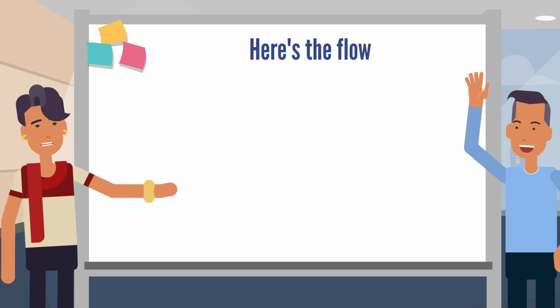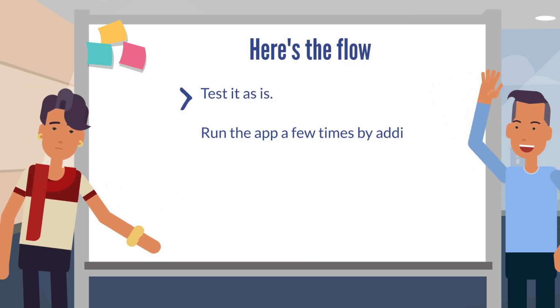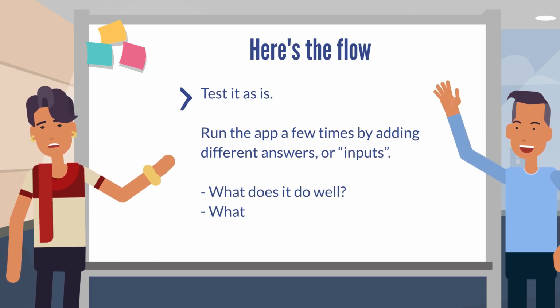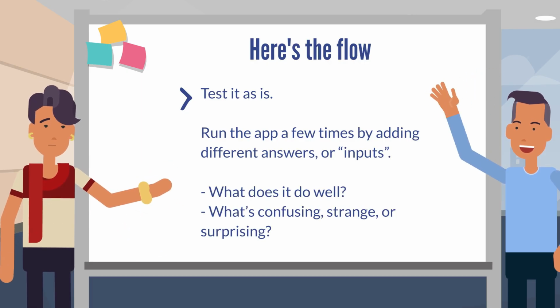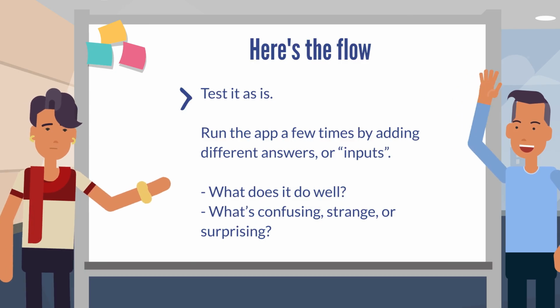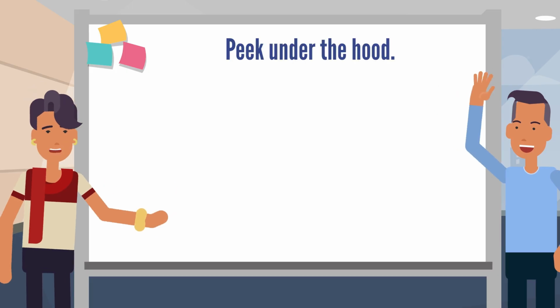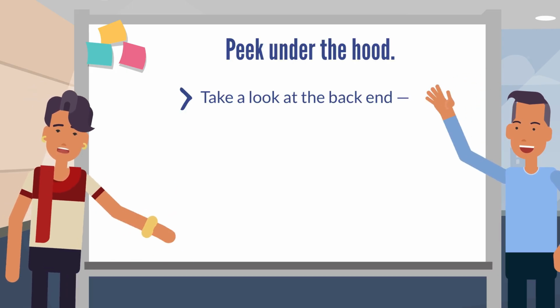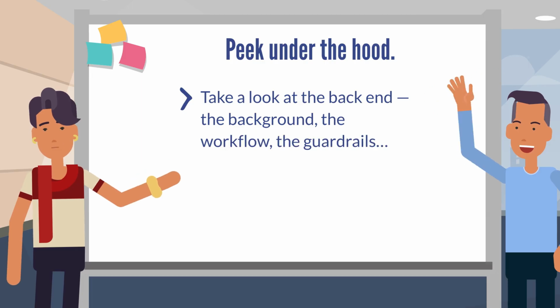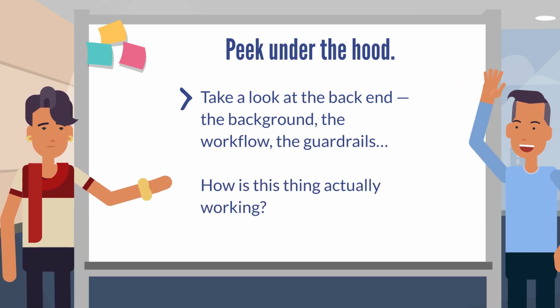Here's the flow. Test it as is. Run the app a few times by adding different answers or inputs. What does it do well? What's confusing, strange, or surprising? Peek under the hood. Take a look at the back end, the background, the workflow, the guardrails. How is this thing actually working?